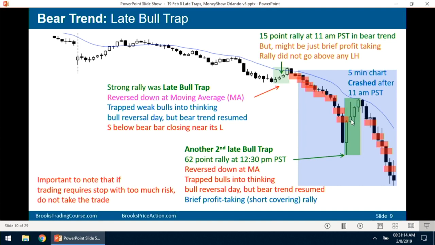And what do you do instead? You watch. You just wait. If a trade requires you to risk more than 2% of your account, 3% of your account, you just wait. You just don't take the trade.